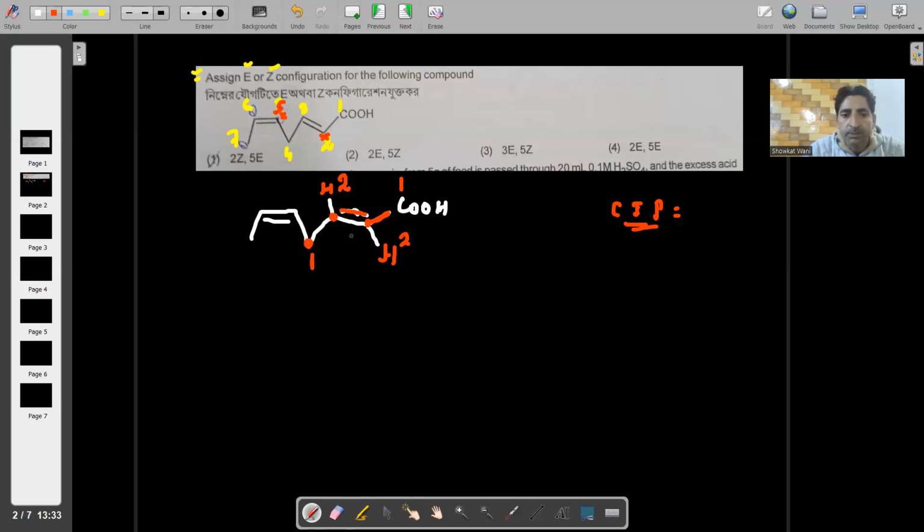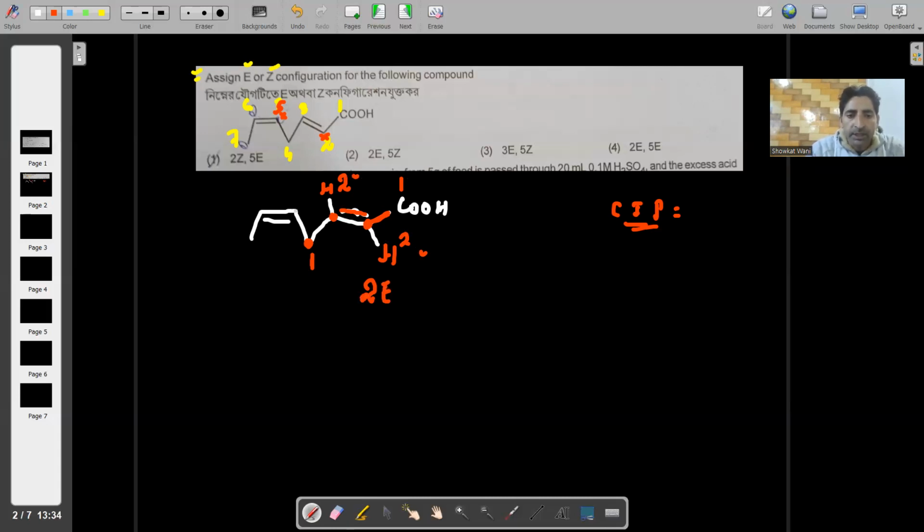Now if the similar priority groups are on the opposite side, then it is known as E configuration. Now see, the similar priority groups, priority 2 and priority 2, are opposite to each other. Priority 1 and priority 1 are also opposite to each other. So this carbon has E configuration. We have numbered this carbon as number 2. So at 2, we have E configuration. So it is 2E basically.